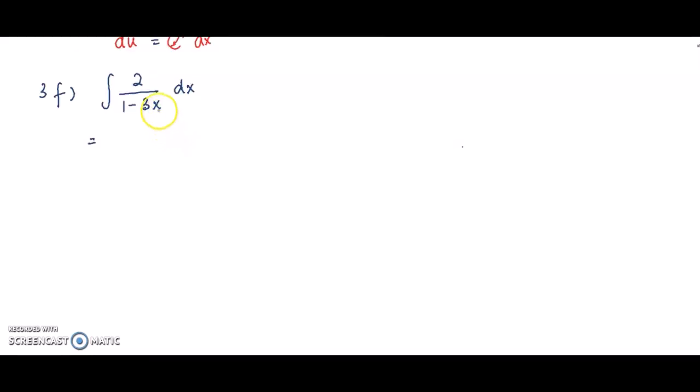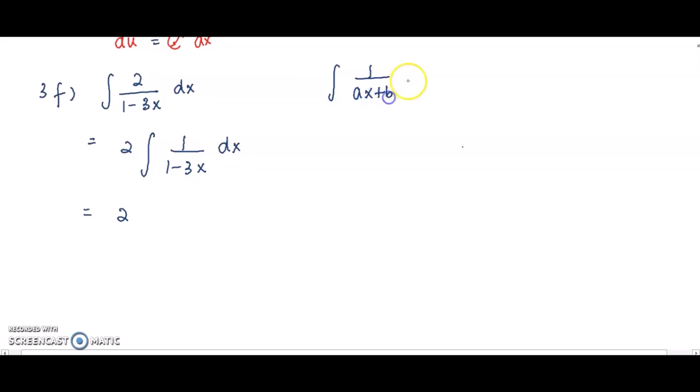For the 3f, we have another rational function, where up here I have a constant and down here I have a linear function. For this type of question, it's simple. We just directly use a formula. Let's take out the 2 first. I have the integral of 1 over 1 minus 3x dx. Then to integrate this function, we just apply the formula: integrate 1 over ax plus b with respect to x, we have log of ax plus b, over a. This is the formula.